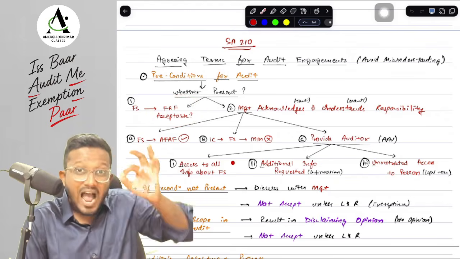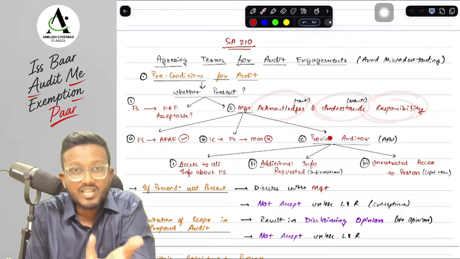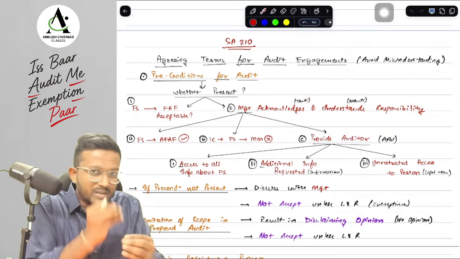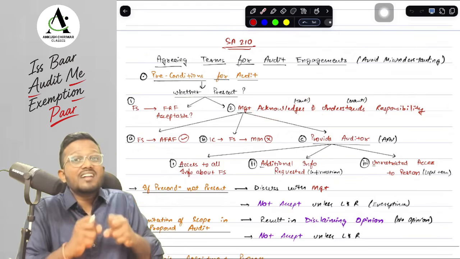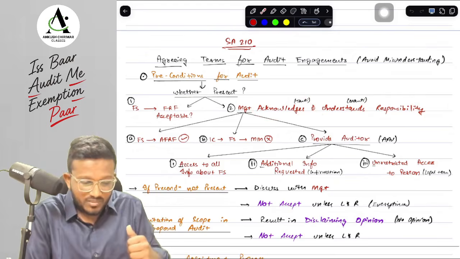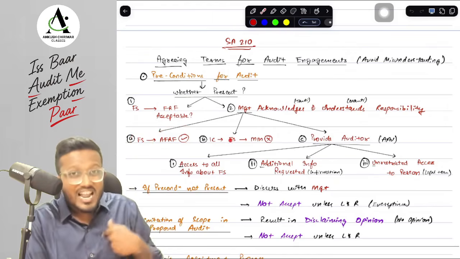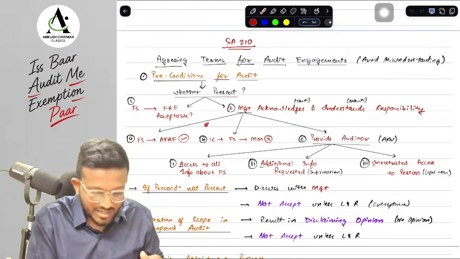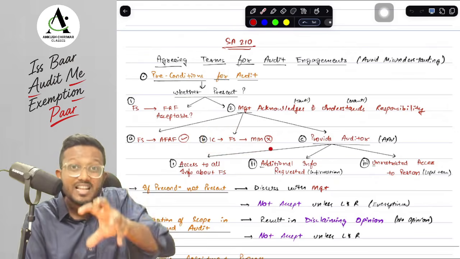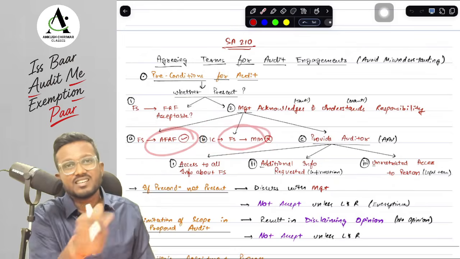Secondly, I have to ensure that the management acknowledges and understands its responsibility, which means what? Management has a responsibility. Management knows that it has a responsibility, and management understands its responsibility. What is management responsibility, sir? Management responsibility is to prepare the financial statements as per the FRF. Then I will check whether the financial statements are prepared as per the FRF or not. Secondly, management has a responsibility to develop an internal control system so that the financial statements do not have material misstatement, which means the same thing that we have discussed just now.